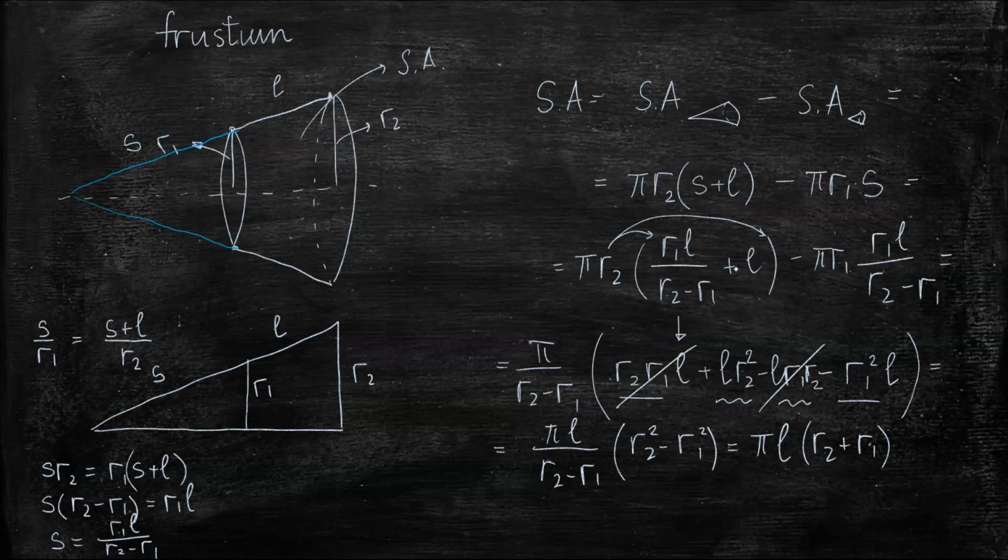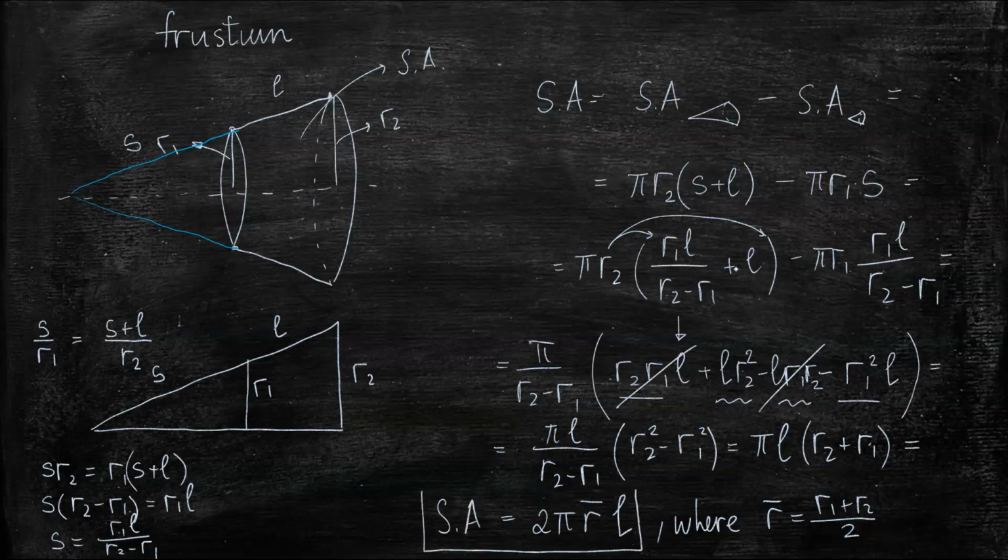And now, for the sake of notation, I'm going to introduce a new variable using which the formula for the surface area of a frustum looks like this. It's going to be 2 pi r bar L, where r bar is the average of the two bases. So we finally got the formula for the surface area of a frustum.